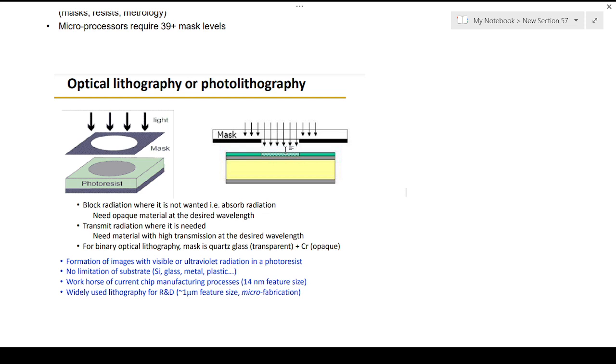This is the formation of an image with UV or visible light in a photoresist. There is no limitation on the substrate. You can use glass, silicon, metal, plastic, anything. I already said this is a widely used lithography for different research and development cases, especially for the microfabrication of different structures and chip manufacturing. It is a very simple process compared to any other process as well.